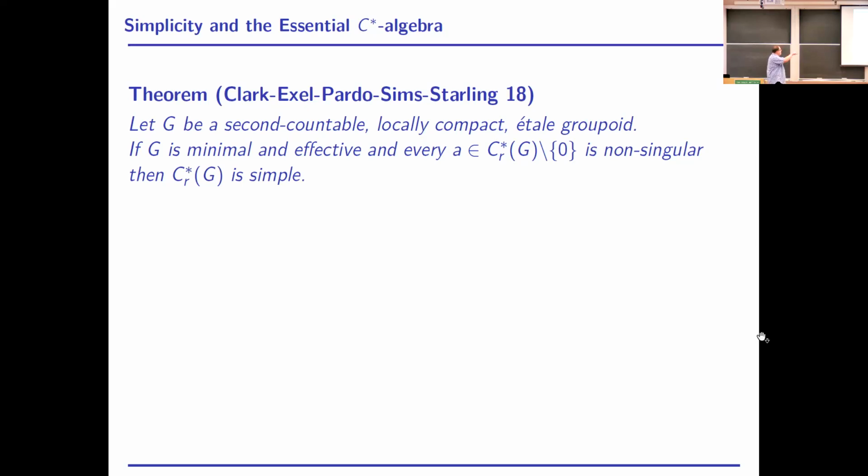So you sort of see why I needed to explain what each of these three are, because they keep popping up, and they're all slightly different words. So we just end up with a lot of properties floating around in this talk, unfortunately. So if G is minimal and effective, and every non-zero element of the C-star algebra is non-singular, then the reduced C-star algebra is simple.